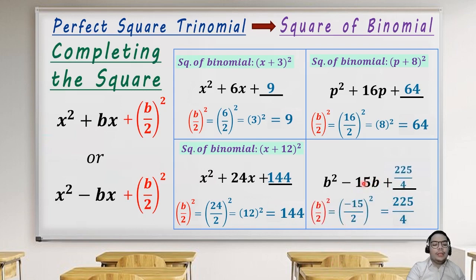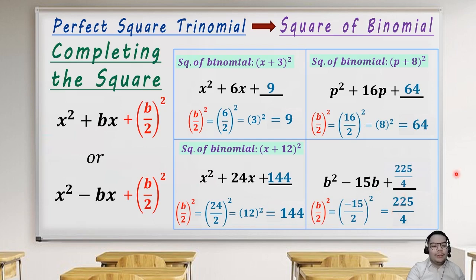Considering negative 15 as the value of your b, the one beside your linear, diba? Linear term. So negative 15 over 2. Since we cannot divide that by 2, we consider it as a whole fraction being squared. So the square of negative 15 is 225 and the square of 2 is 4. So we just square the numerator and the denominator. If you got 225 over 4, then your answer is correct.